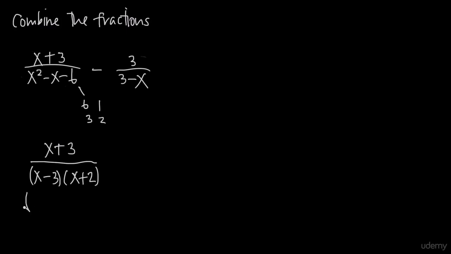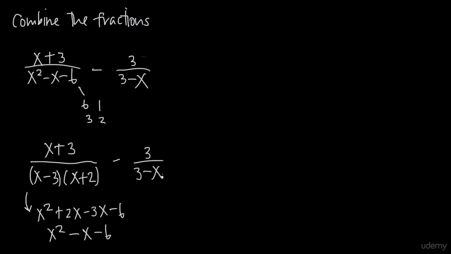Now if we FOIL that back out just to double check ourselves, we'll get x squared, x times 2 is a plus 2x, negative 3 times x is a minus 3x, and negative 3 times 2 is a negative 6, or x squared plus 2 minus 3 is a minus 1, so minus x minus 6. And we get back to our original denominator, so we know we factored correctly. So we have the denominator of the first fraction factored, and now we're going to say minus 3 over 3 minus x. So now we need to find a common denominator between these two fractions.